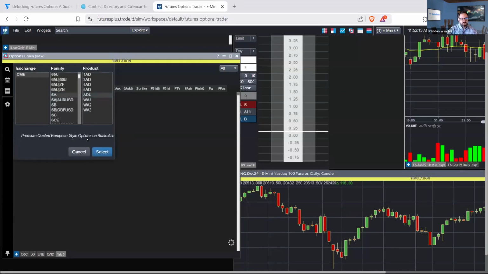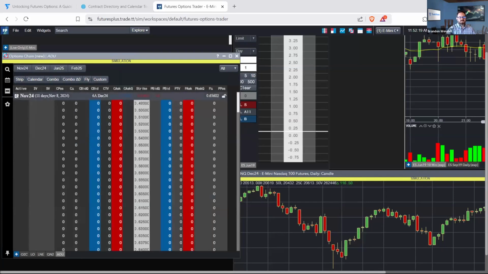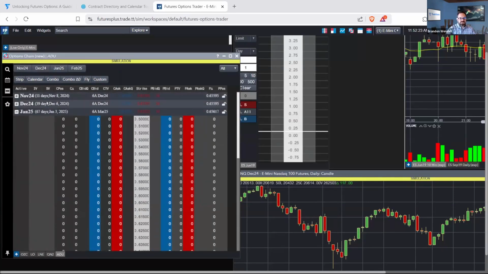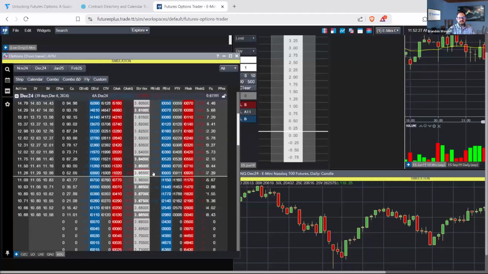And there it is, premium quoted European style options on Australian dollar. When I bring up the quote, what do we have available? We have December contracts right there, so I can look at those. And 0.6550, that's the strike price.